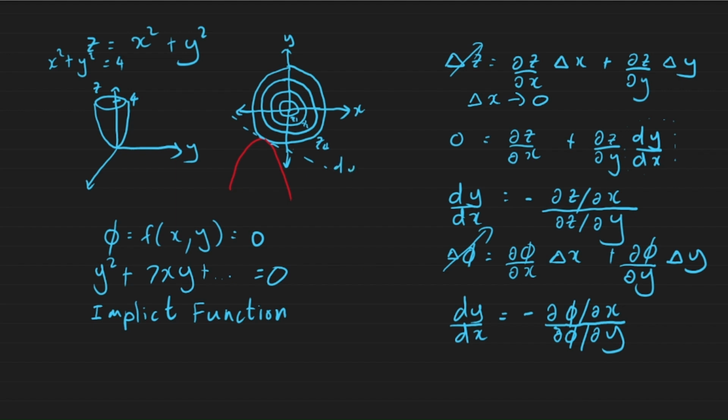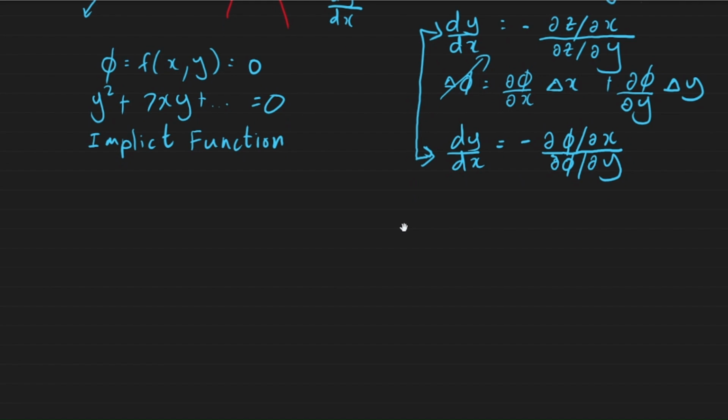Earlier I mentioned that at the intersection of the constraint and the level curve, the gradient at that point is the same for both. So the gradient associated with this level curve and the gradient associated with this constraint, the red curve, are equal. So what we need to do is set both of these results to be the same. When we do that, we get dy/dx is equal to minus ∂z/∂x divided by ∂z/∂y, and this is equal to minus ∂φ/∂x divided by ∂φ/∂y.